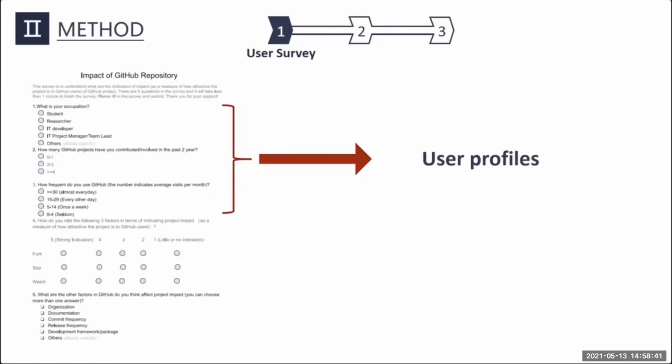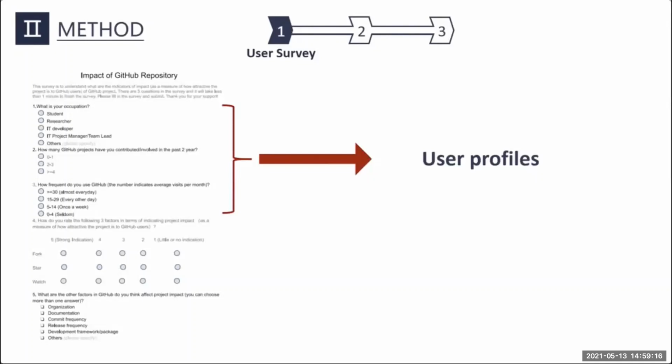And the fourth question is to understand the participants' perspective about the 3 factors, that is fork, star, and watch. How do they indicate project impact? We asked them to rate from 1 to 5, where 1 means little or no indication, and 5 means strong indication. And the last question is an open question, where we would like to know what other factors affect project impact.